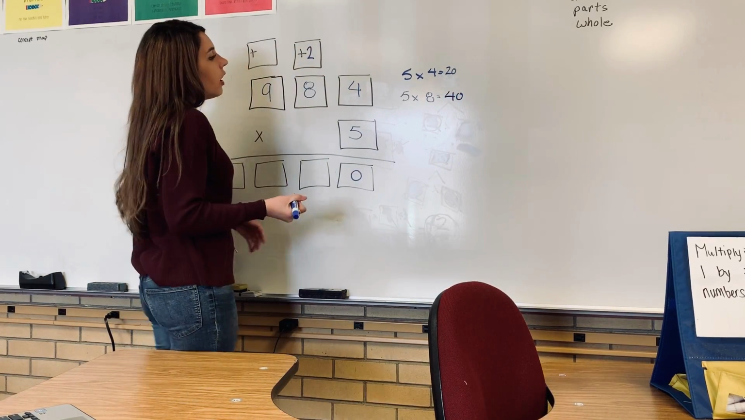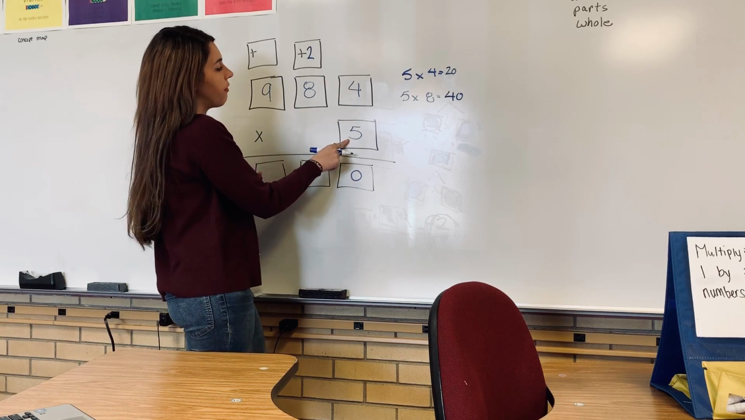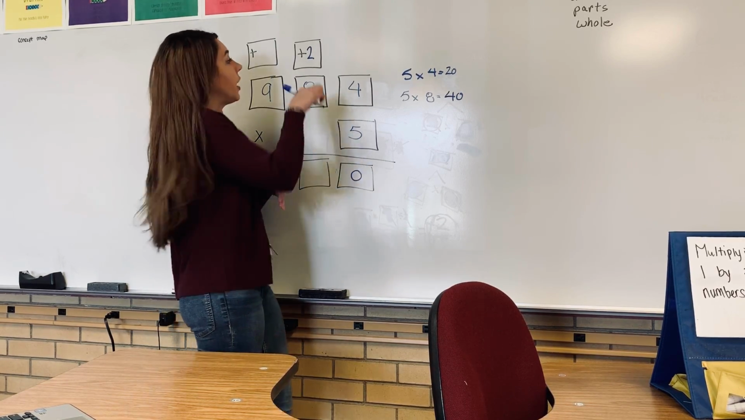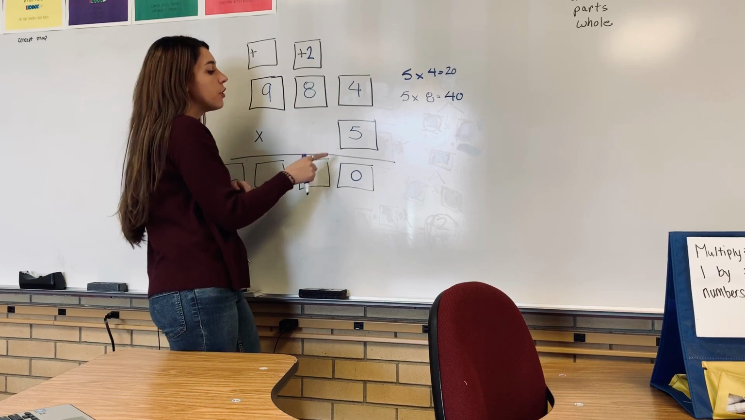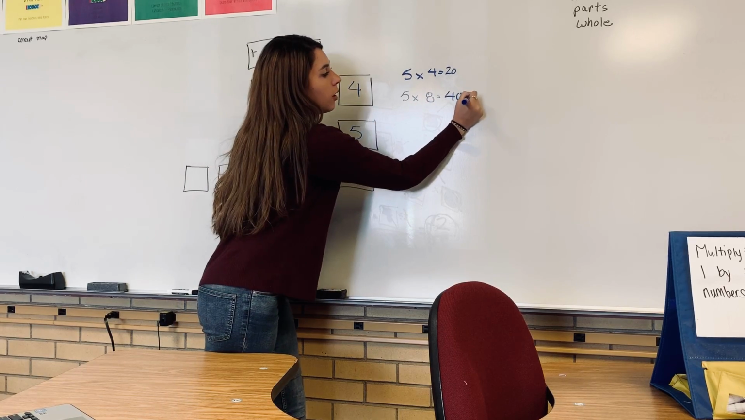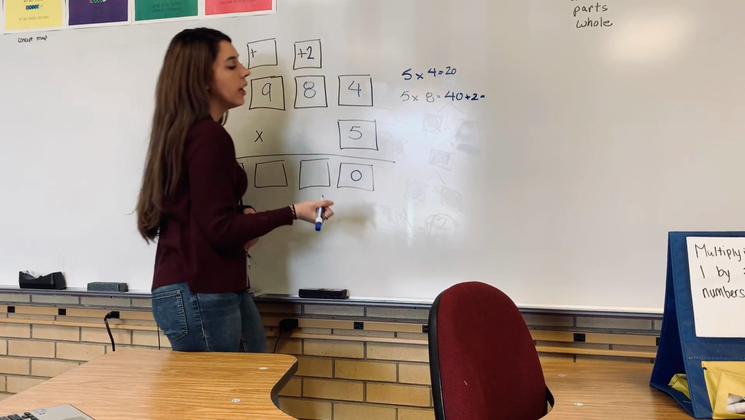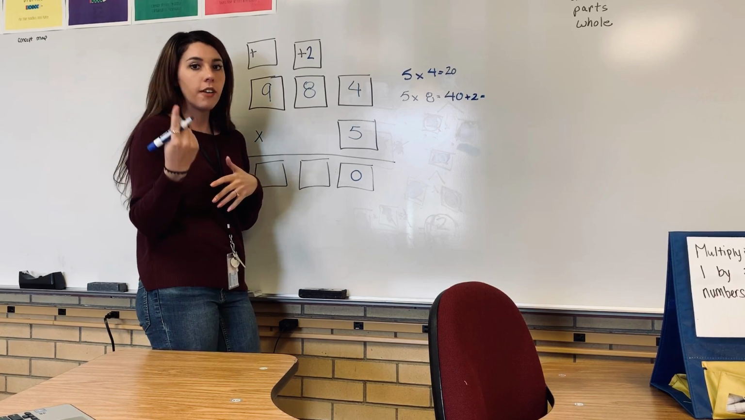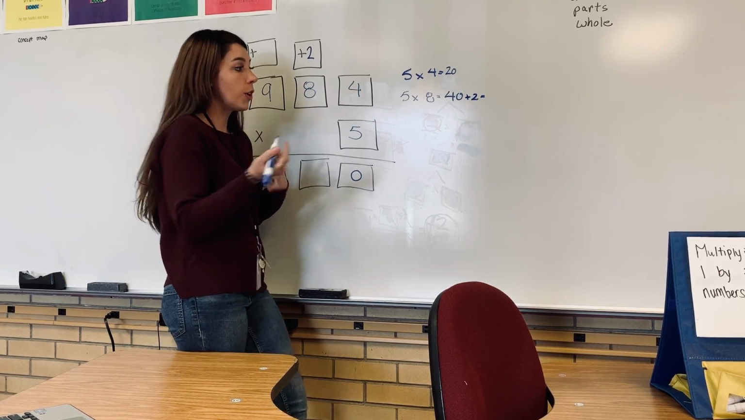Okay, so now I have 40 from 5 times 8 since I'm multiplying this by my next number, but that's not all I have to do. I still have to add this number at the top. So I did 40 here, but I need to add 2. So 40 plus 2 is 41, 42, your answer would be 42.